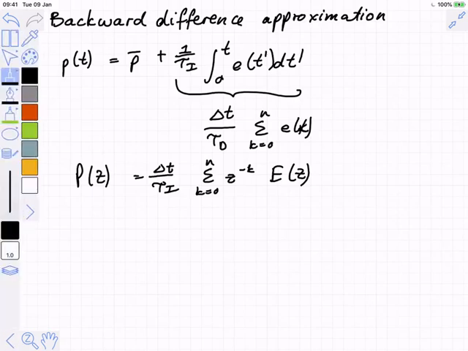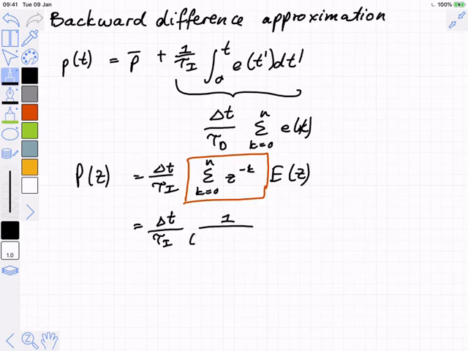Now, this sum term can be expressed, if we think about that as an infinite sum, or in other words for large n, that simplifies to 1 over 1 minus z minus 1. And we are left with a discrete transfer function with only a finite number of terms.